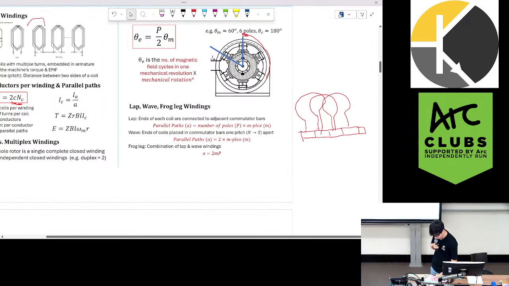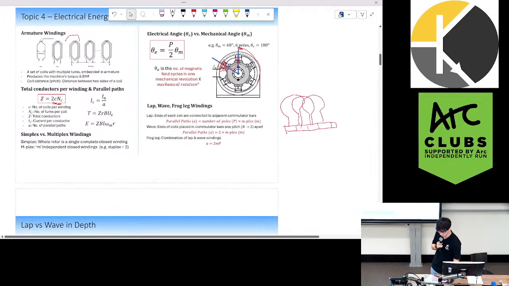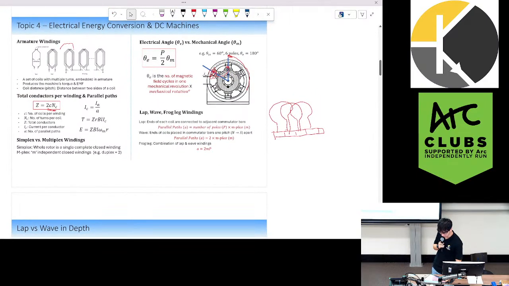So we could have a coil that starts here, wraps around this pole, and then it would connect to a coil that is one pitch apart. And one pitch is from one north pole to one south pole. That's the distance of one pitch. So we'll get into the diagrams and how that looks.